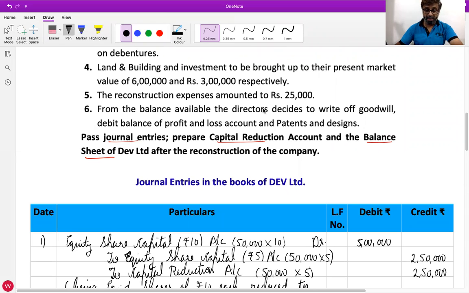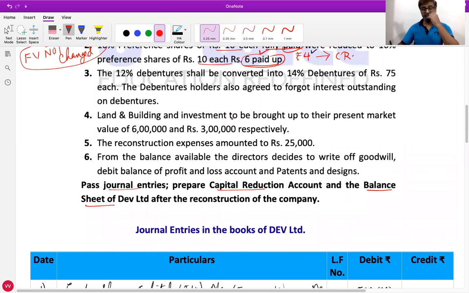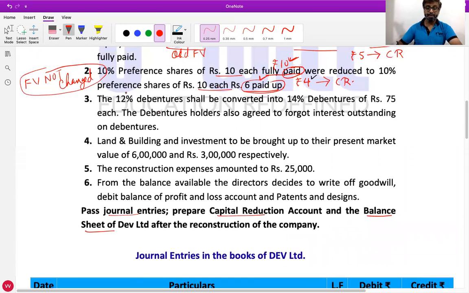Manav Tolani from Pratapnagar, unmute yourself. Yes, sir. Read adjustment 3. The 12% debentures shall be converted into 14% debentures of 75 each. The debenture holders also agreed to forgo the interest outstanding on debentures. What is 75? 75 is the old face value. Oh, sorry, new face value. Yes, very good. 75 is the new face value.